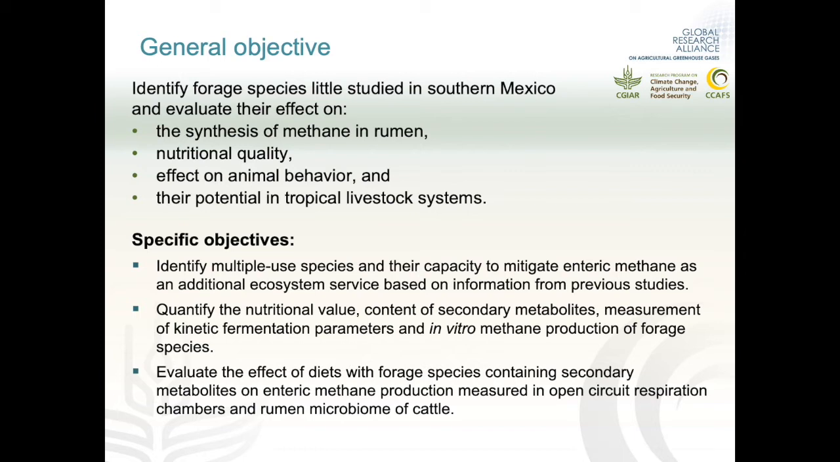additional ecosystem service based on the information from previous studies, to quantify the nutritional value content of secondary metabolites, measurement of kinetic fermentation parameters, and in vitro methane production of forage species, and to evaluate the effect of diets with forage species containing secondary metabolites on enteric methane production measured in open circuit respiration chambers and rumen microbiome of cattle.